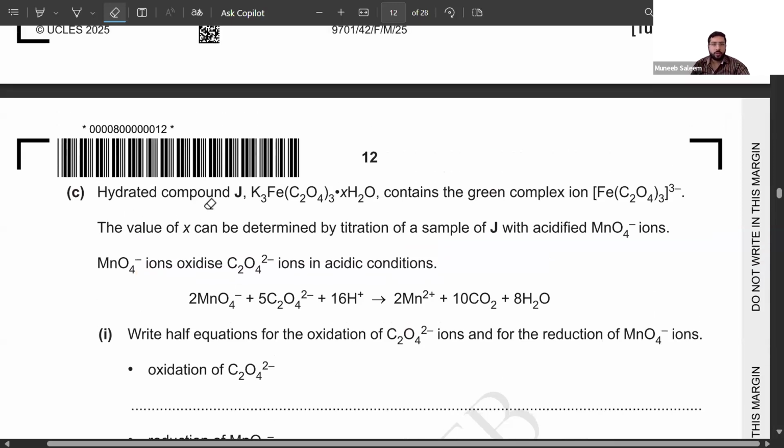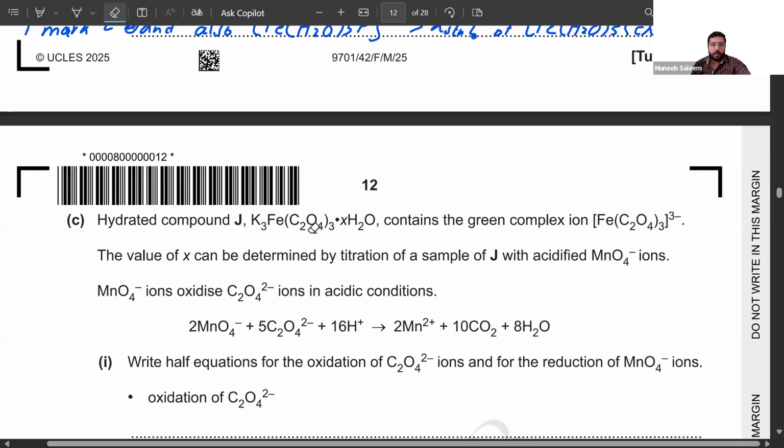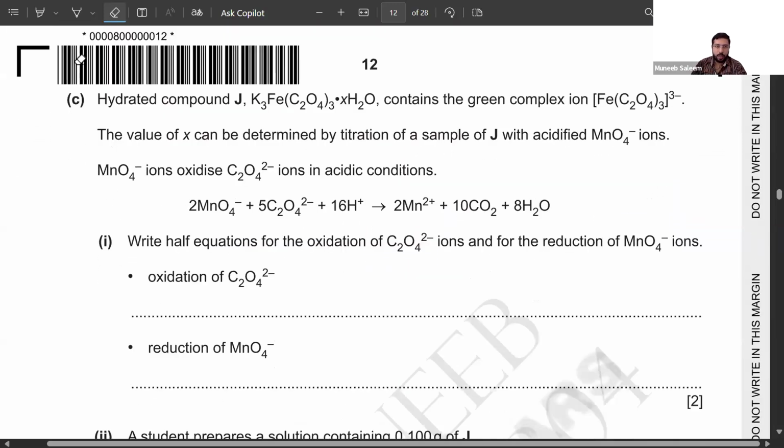Now the next question: hydrated compound J, which is this compound, contains a green complex, and this is another complex. The value of X can be determined by titration of a sample of J with acidified MnO4 minus. MnO4 minus ions oxidize the C2O4 2 minus, which is oxalate ions. Write the half equation for oxidation. Now we have to write the oxidation of C2O4 2 minus.